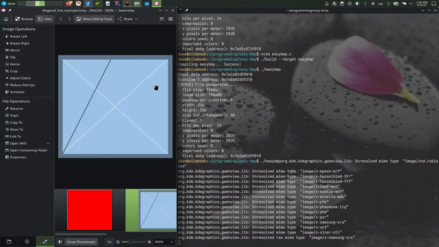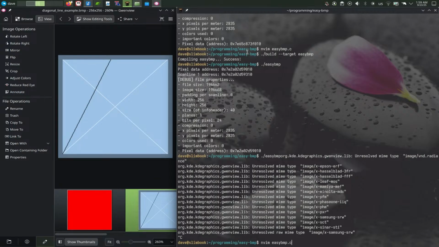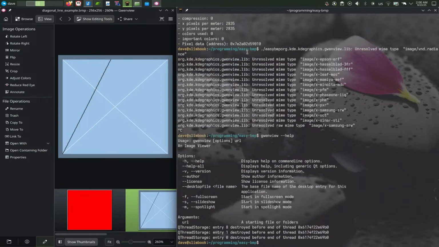Okay, so let me just go ahead and do the mirror, right? And I think with that, we can call it done on the diagonal lines thing. The only thing would be to later add anti-aliasing, but for now, I think it's pretty cool. Can I call Gwenview from here? I was going to do that instead of just opening Nemo a bunch of times.